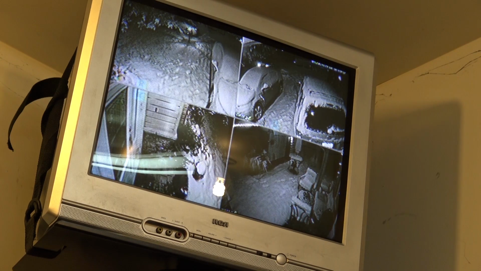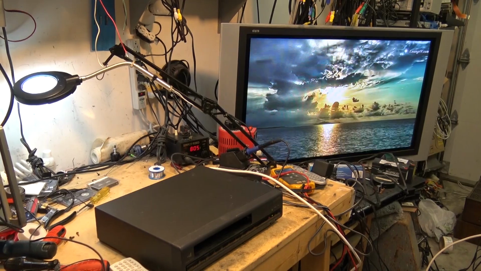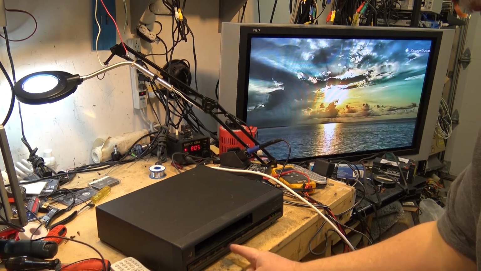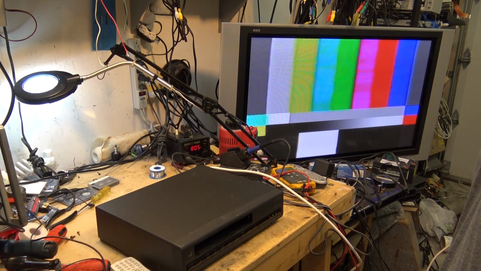And this old beast will have to be on the bench until I get a replacement for my Iwatsu that the high voltage block failed on. Anyway, back to this Panasonic. This one has a problem. Take a look at what it does on playback. There we go.